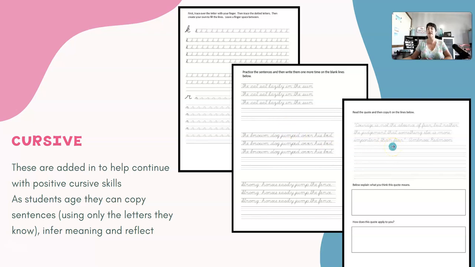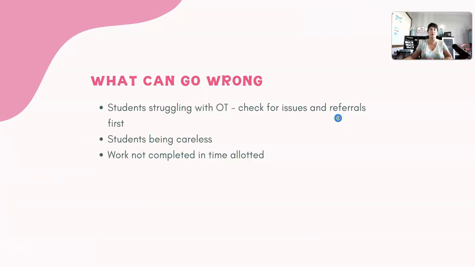And then as they get older and their cursive is more advanced, I might have them read the quote, copy it on the lines below, and explain why you think what the quote means. So they're going to reflect and infer. And this is really good because if they're really strong in cursive, you can even have them write in that white space in cursive and see how they do without the lines. And it kind of gives you a quick test.